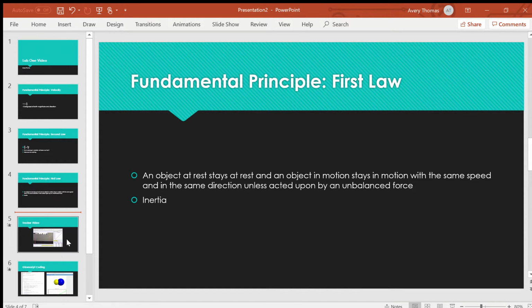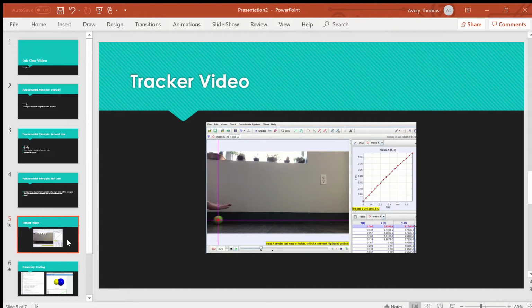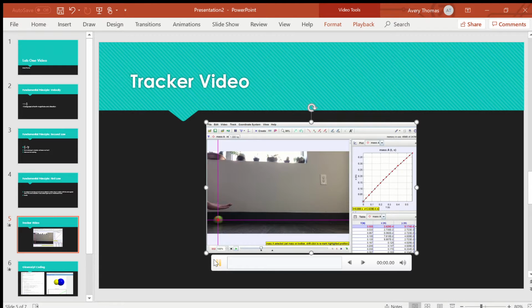So for this lab, I began by recording my tennis ball moving at what I thought was a constant velocity. After putting my video into Tracker, I found that the velocity changed during the video, so I shortened my video by a few seconds to find a clip where the ball was moving at a relatively constant velocity. I will play it now.